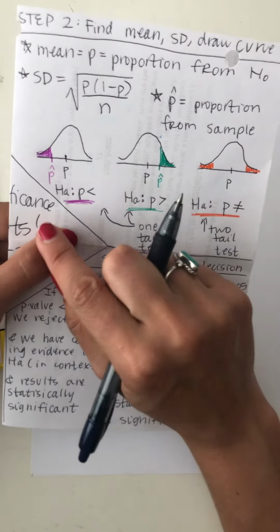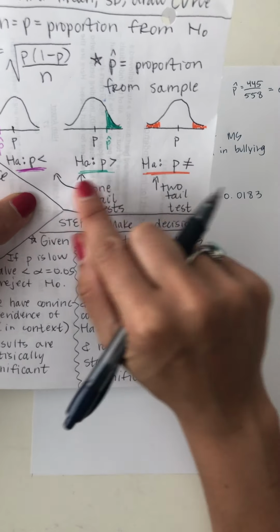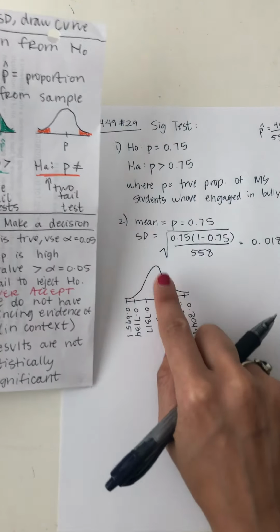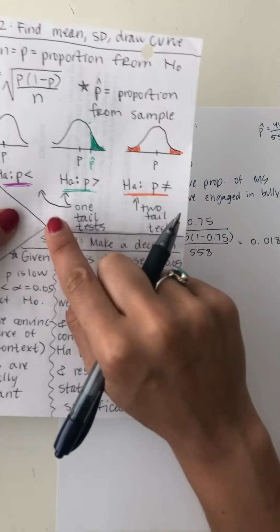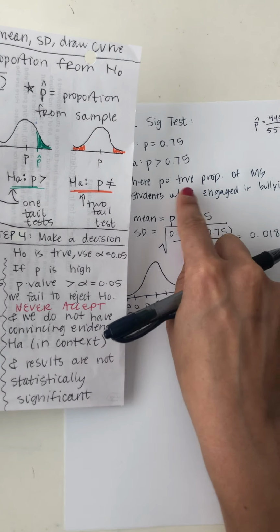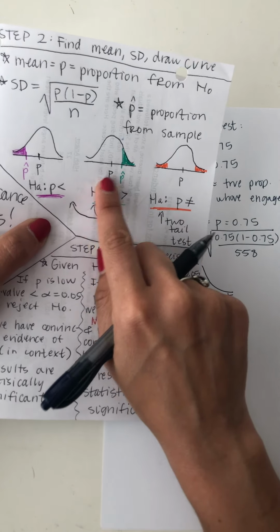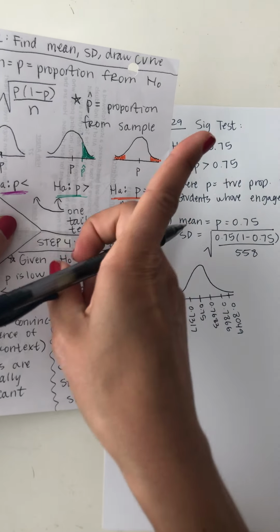Now I need to shade it. I need to shade it with p-hat. So let's take a look at our H-a, because this is saying what does my H-a look like. My H-a says p is greater than. So p is greater than, p is greater than. We're going to shade to the right. See a little arrow pointing to the right?